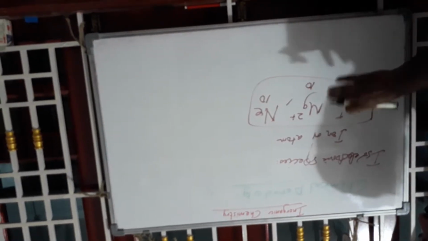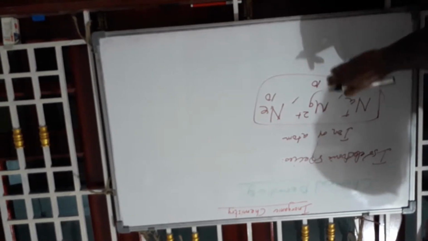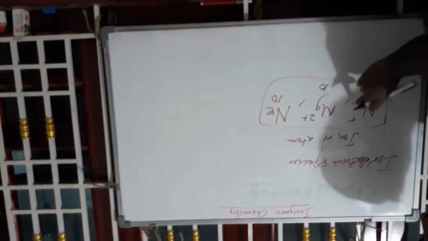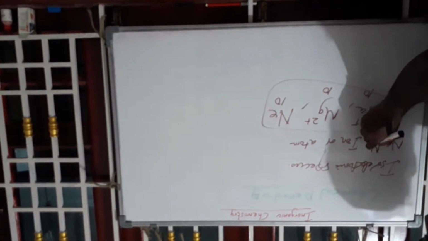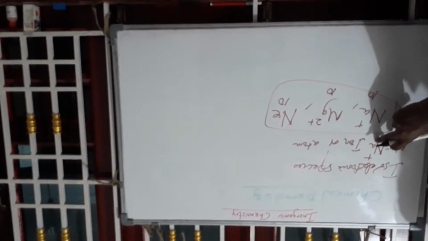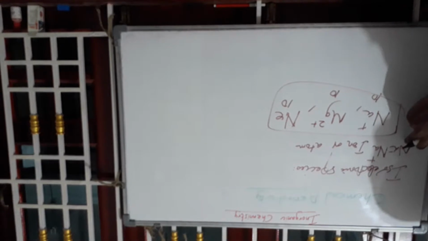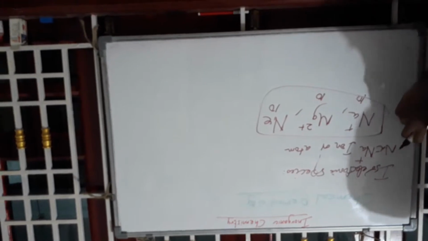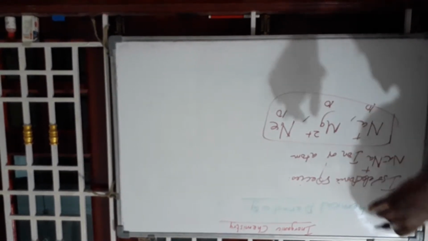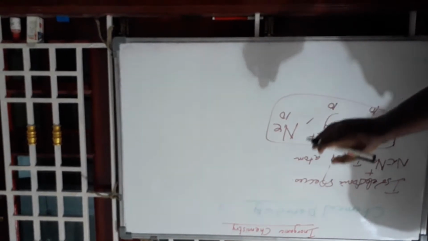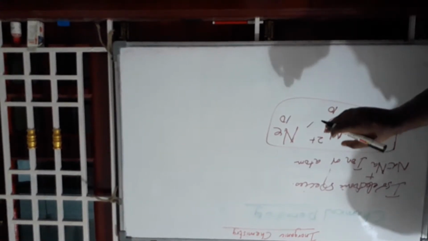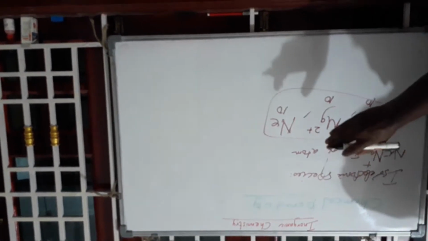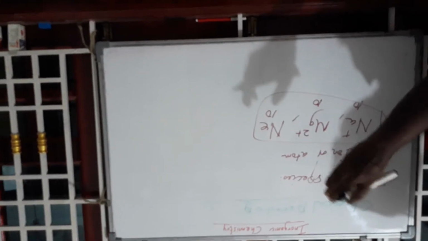Now the size of atoms and ions. In the formation of the sodium ion, sodium loses an electron to form the sodium cation. By losing an electron and forming a positive charge, its atomic radius decreases. So atomic radius decreases with increasing oxidation number.